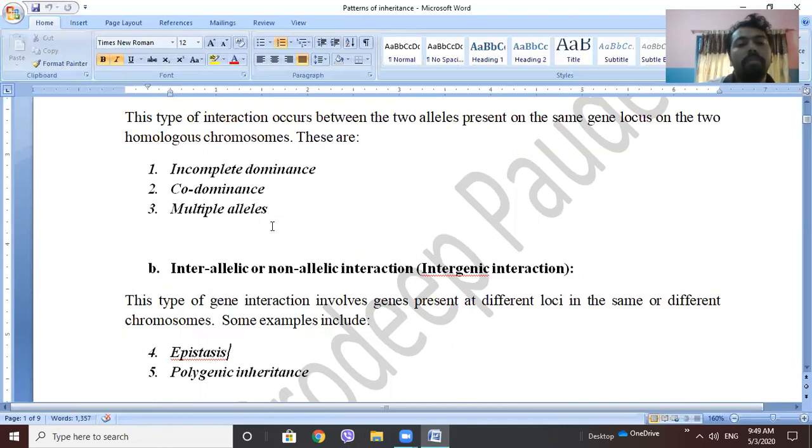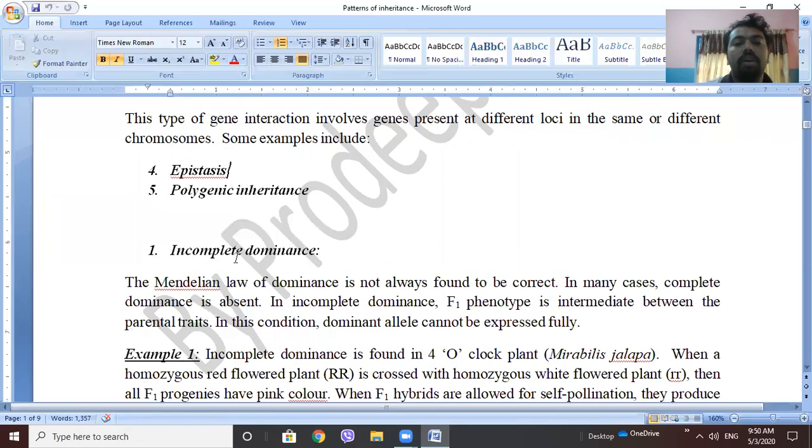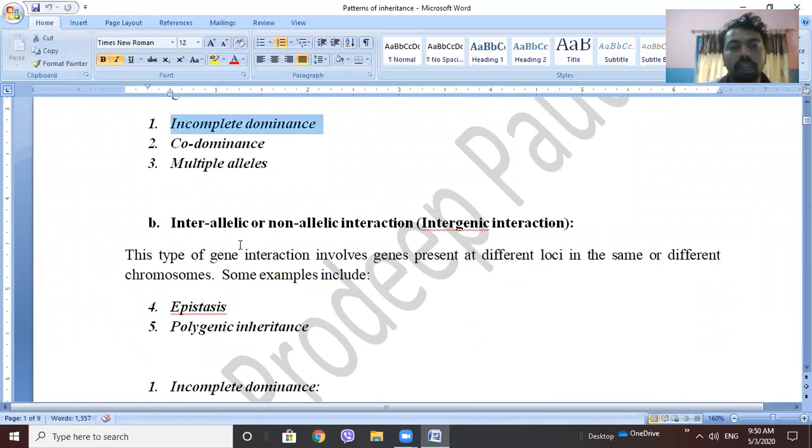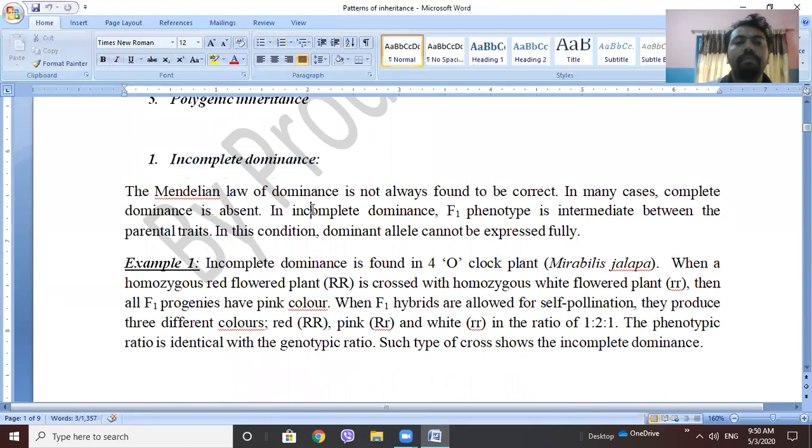Okay, so now I have written it like 1, 2, 3, 4, 5, and these three are intra-allelic, and these 4 and 5 are the inter-allelic. So we are not going to write it under these two headings, inter-allelic or intra-allelic, that you need to remember. Okay, so let's at first move with incomplete dominance.